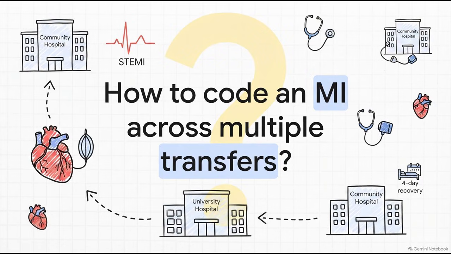Okay, let's test your coder instincts with a very realistic chart scenario. Picture this. A patient is admitted to community hospital with severe chest pain, identified as an acute anterolateral wall STEMI. 2 days later, they're transferred to University Hospital for a critical angioplasty. After 3 days there, they are transferred right back to Community Hospital to continue their recovery for another 4 days. Real-world charts get messy like this all the time. So how are we coding the principal diagnosis for each of these 3 distinct admissions? Think about it for a second.